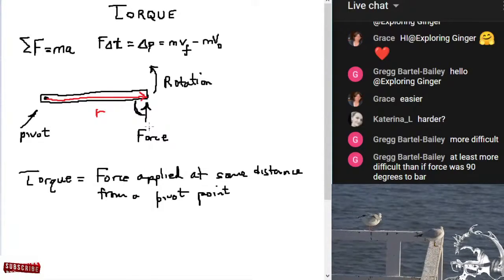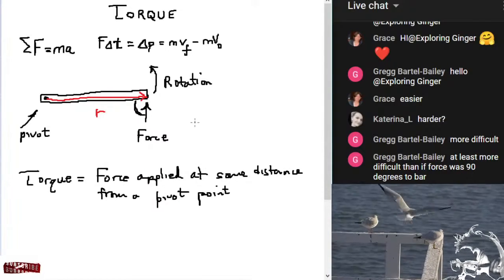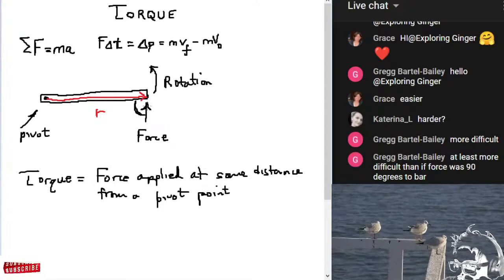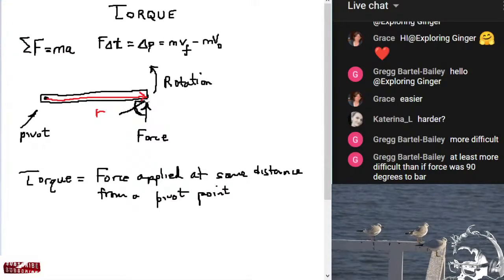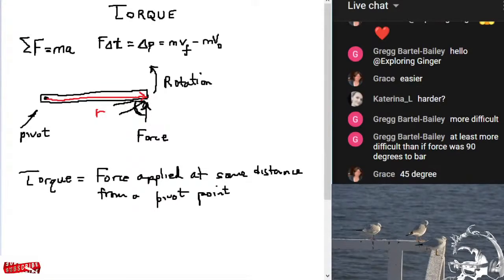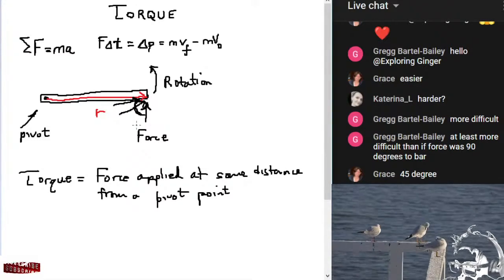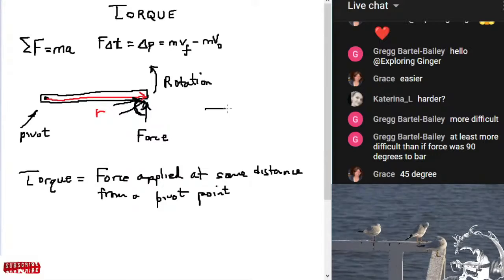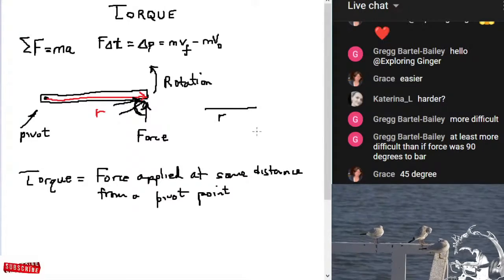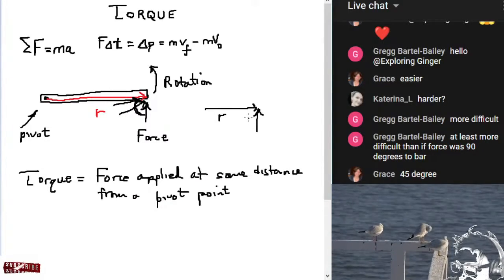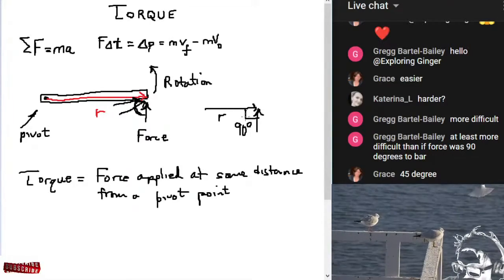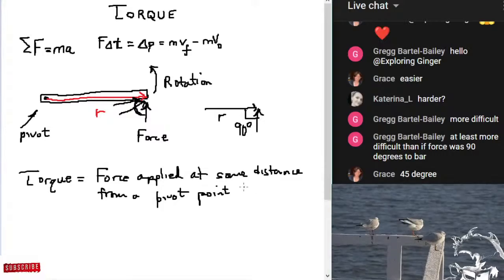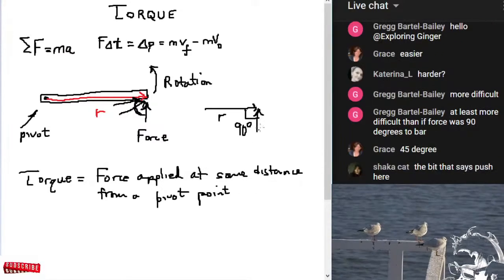90 degrees. You push perpendicular. Typically you push perpendicular into the door. So if you have an angle of your force that is not perpendicular to the door, it gets harder and harder to open it. So here's R, here is F. This angle is 90 degrees. So your torque is a maximum at 90 degrees between R and F.